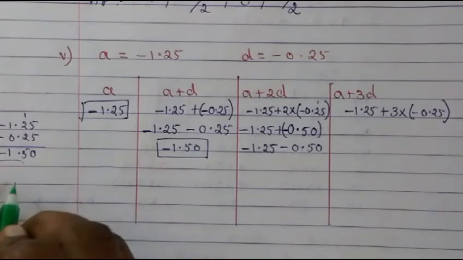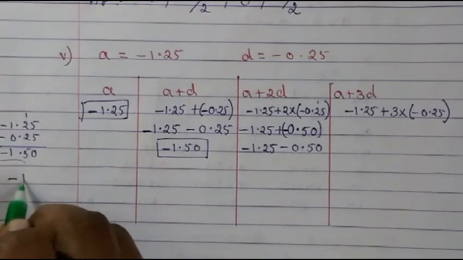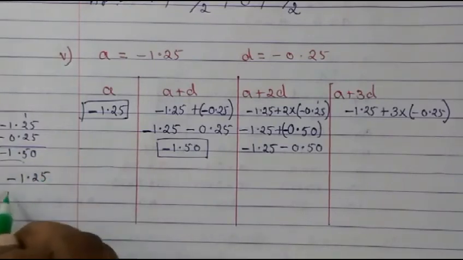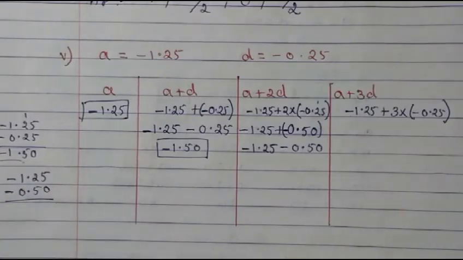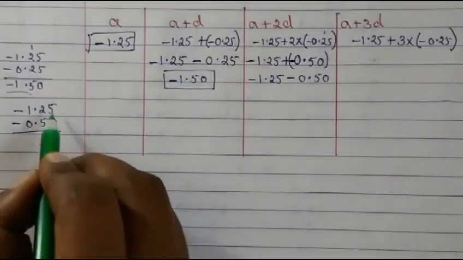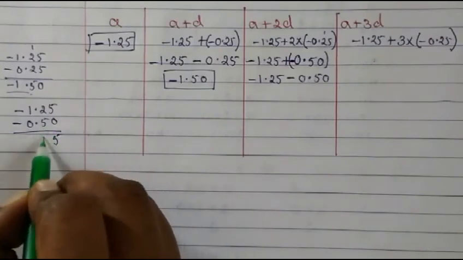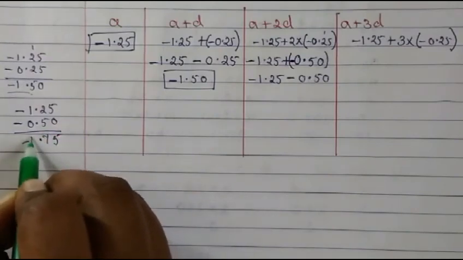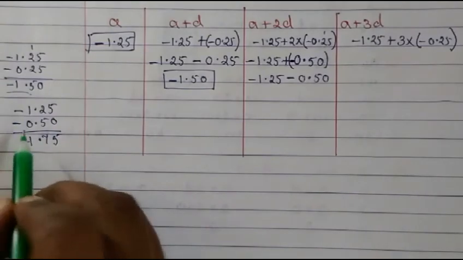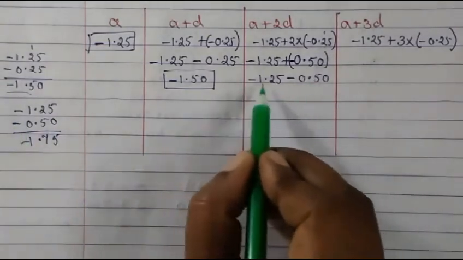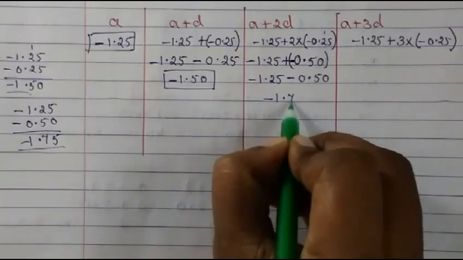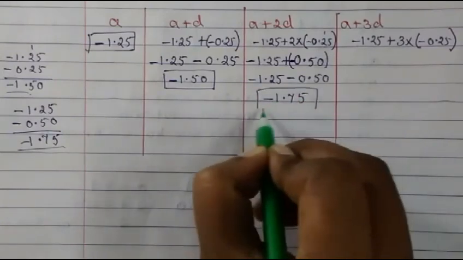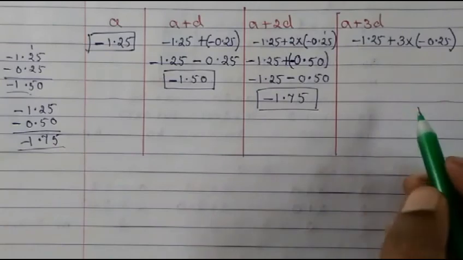So that will give us what? So same way we have to do. So minus 1.25 minus 0.50. So this will give us 7 point minus 1, because when minus minus we have to add them but the sign remains the same. So then we get minus 1.75. So now let's do this one.